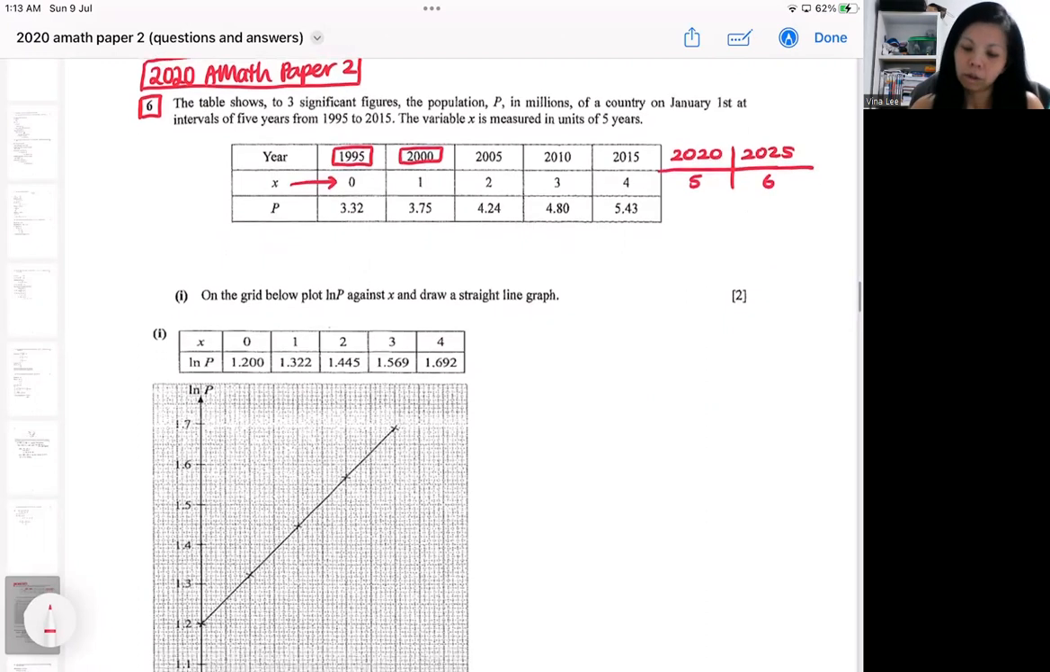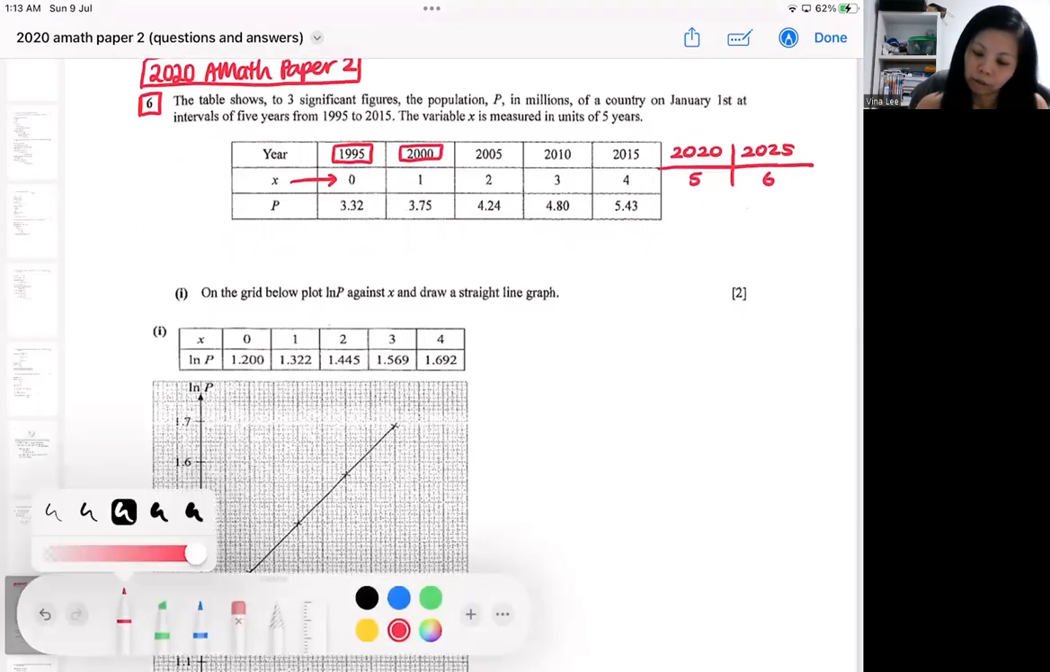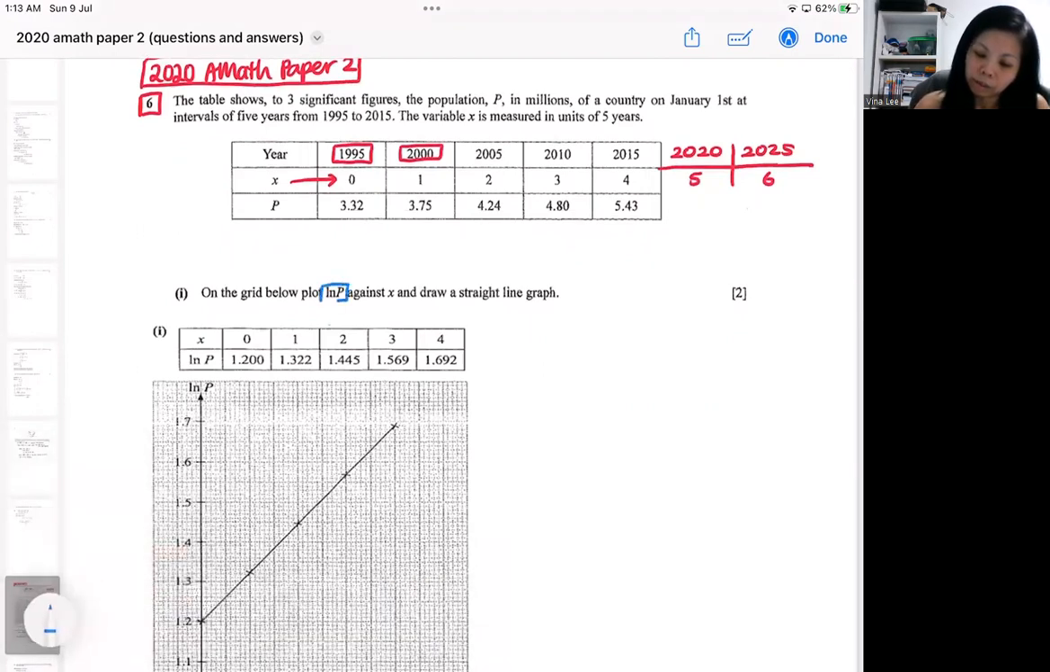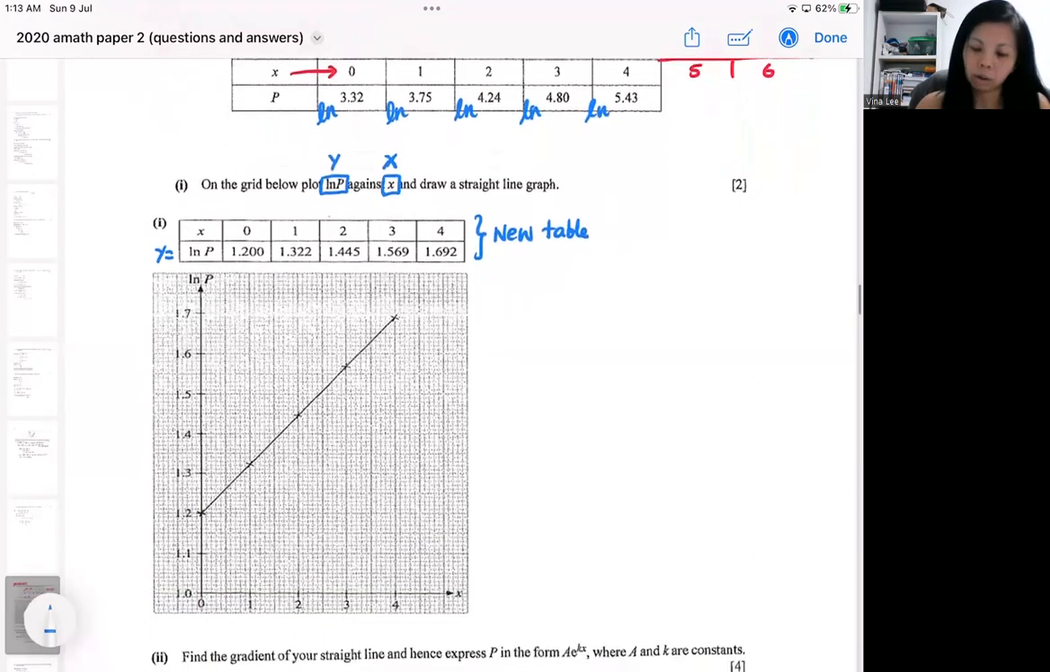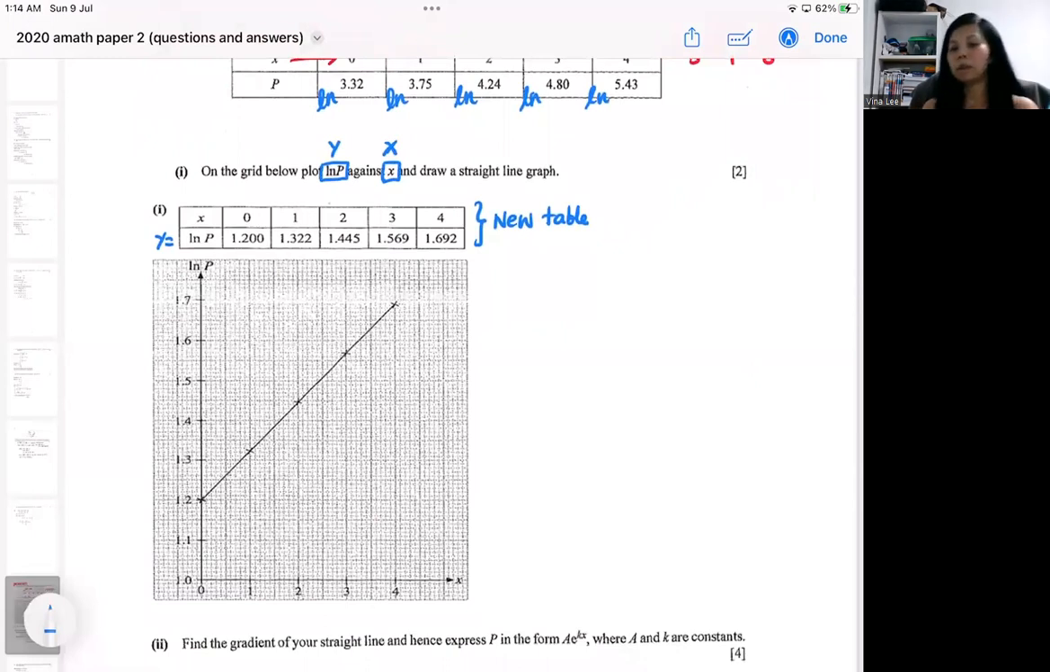So the first instruction is that you are supposed to plot. When you plot, remember this one is your capital Y and this is your capital X. Do remember, you actually need to form a new table. You need to ln each of these numbers to form a new table, and then you plot according to the table. I'm using the answer key, so you go and plot it yourself.